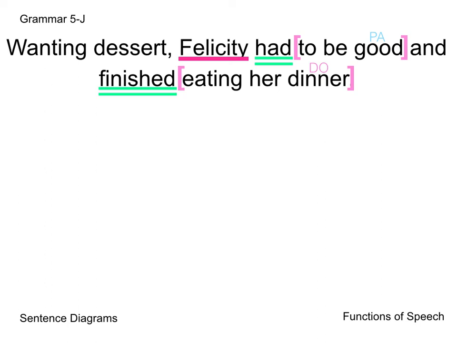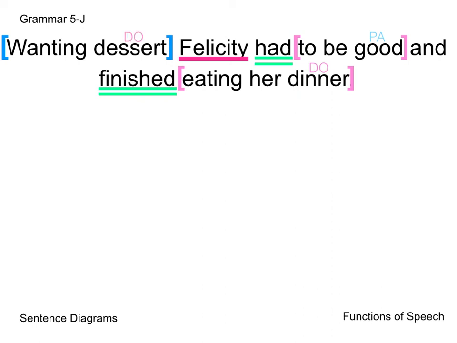And then our last phrase, wanting dessert, we know that this cannot be a gerund phrase. It's not functioning as anything in this sentence. So I'm going to bracket it, and I realize that it's modifying Felicity. And then within it, we have dessert, a noun. What's happening to that noun? It's receiving an action, therefore it is a direct object.